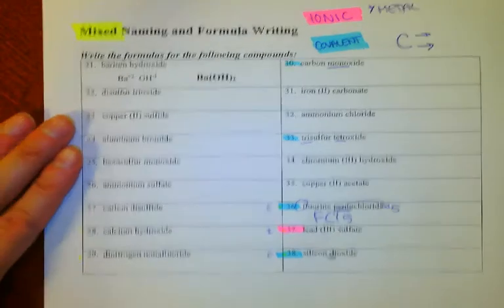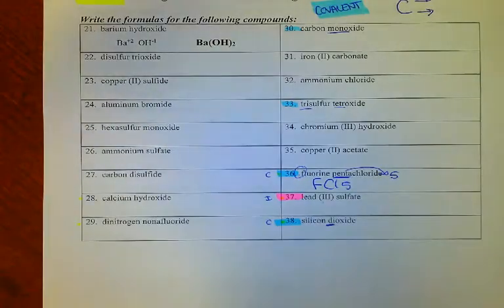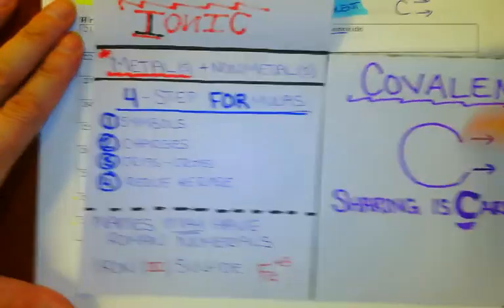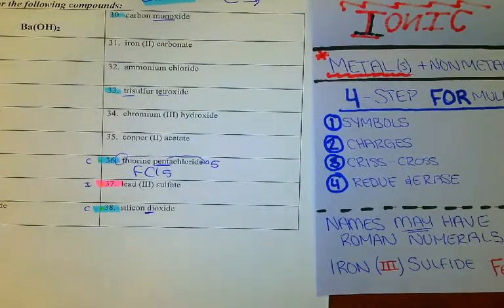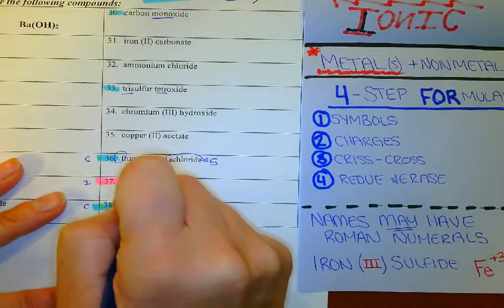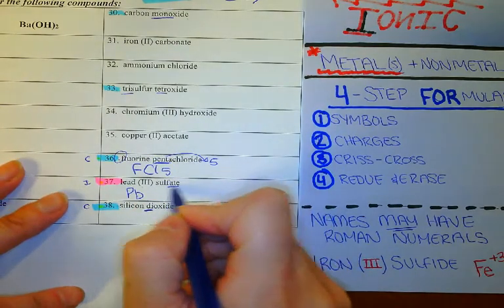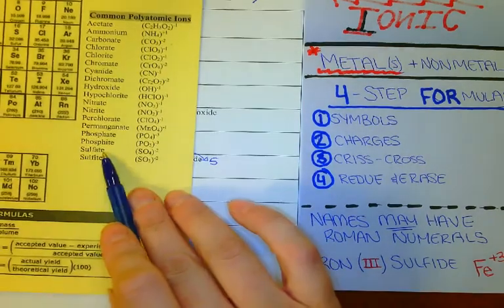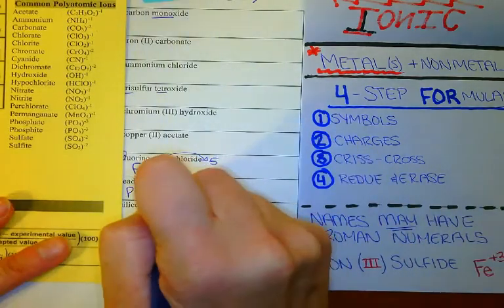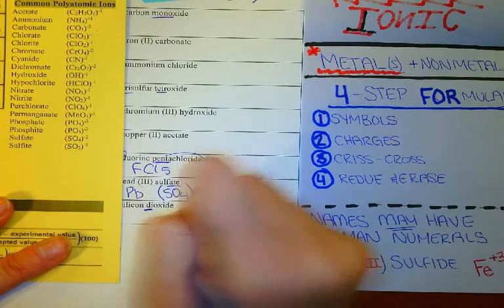Lead 3 sulfates. Yikesies. This is going to be a 4-step formula. It's ionic because lead is a metal, and because there is a Roman numeral, and because there are no prefixes. So symbols, charges, crisscross, reduce and erase. Lead is Pb. So that's my symbol for lead. Sulfate is this one, not sulfur. Sulfate, SO4. So that's step 1, symbols.